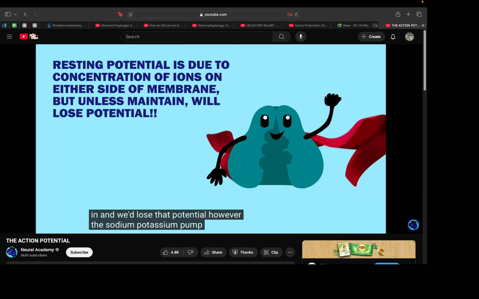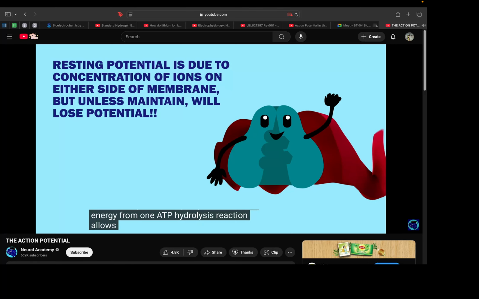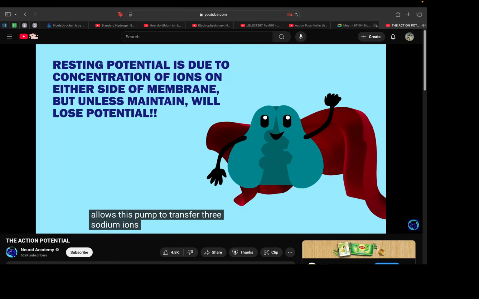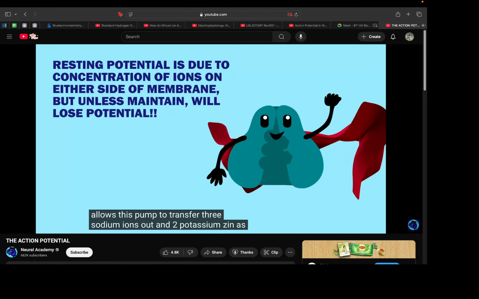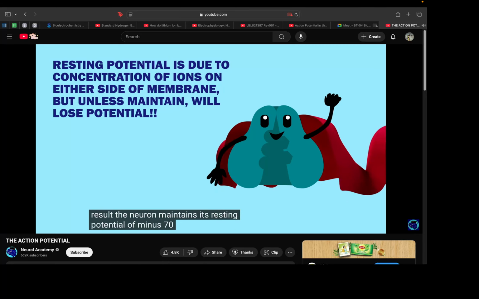However, the sodium-potassium pump is at work. The energy from one ATP hydrolysis reaction allows this pump to transfer 3 sodium ions out and 2 potassiums in. As a result, the neuron maintains its resting potential of minus 70 millivolts.